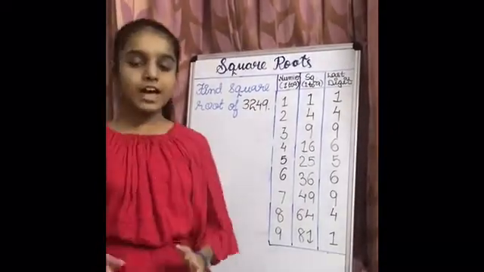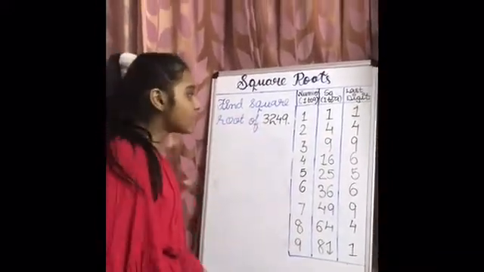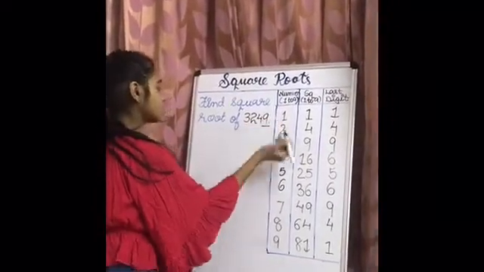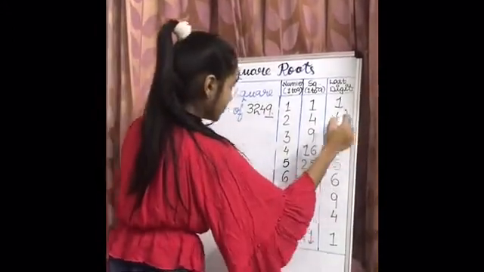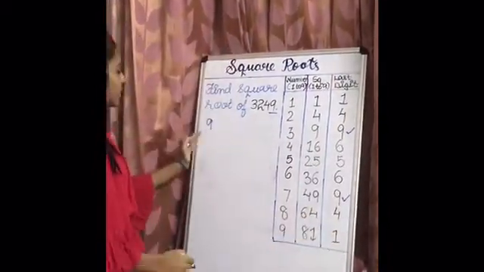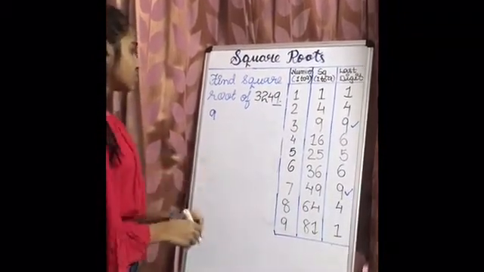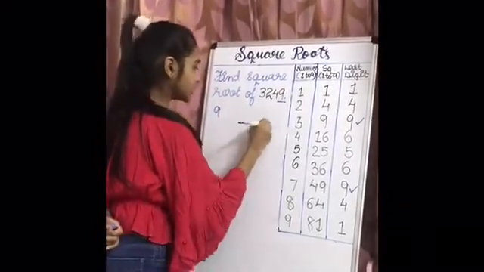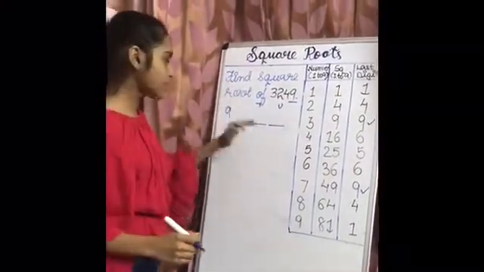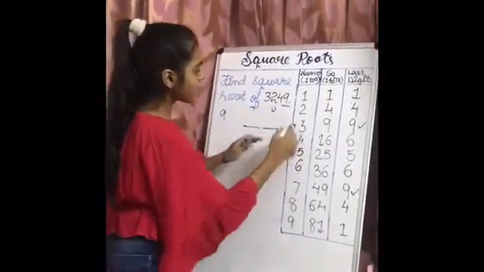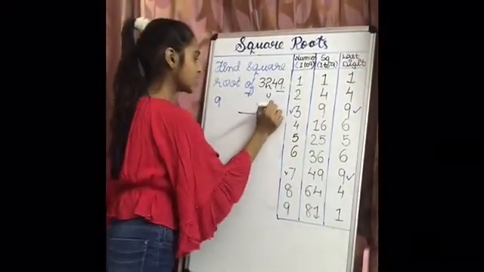For example, we have a question here: find the square root of the number 3249. Step 1 is to note down the last digit. The last digit is 9. The 9 falls here in the last digit column. So 9 is the last digit of the square of 3 and 7. Now, we are going to note down the units place of the square root, whichever we get. So we have an option here, 3 or 7. We are going to put it in the option only.